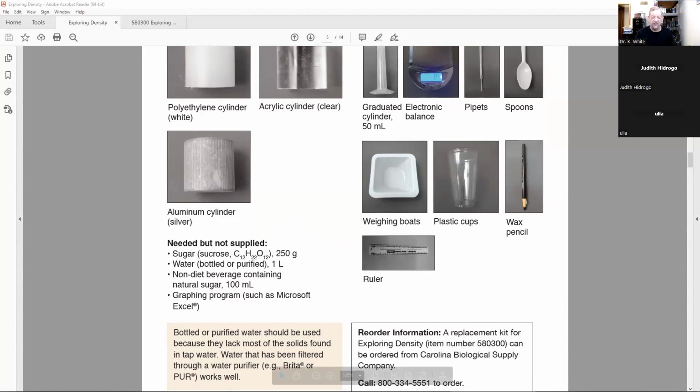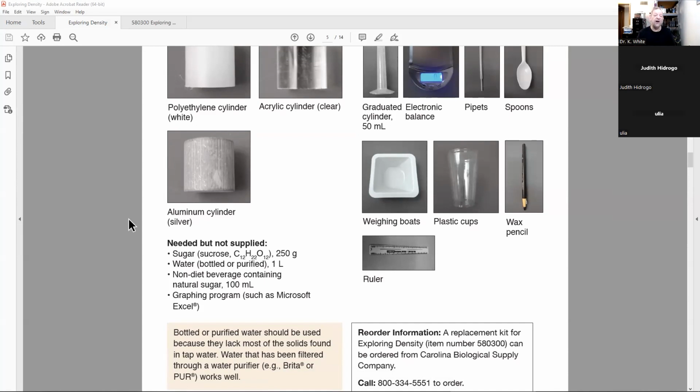The cheapest place, in case you don't have sugar, I know to buy sugar nowadays is Walmart. I don't get any kickbacks from them, but over the last 2 years, they've been the lowest price for a 4 pound bag of sugar. It's about $2. Now, here they say water, bottled or purified. No, you can use tap water for this lab. It will be all right. We're in the Chicagoland area. Our water isn't that bad.